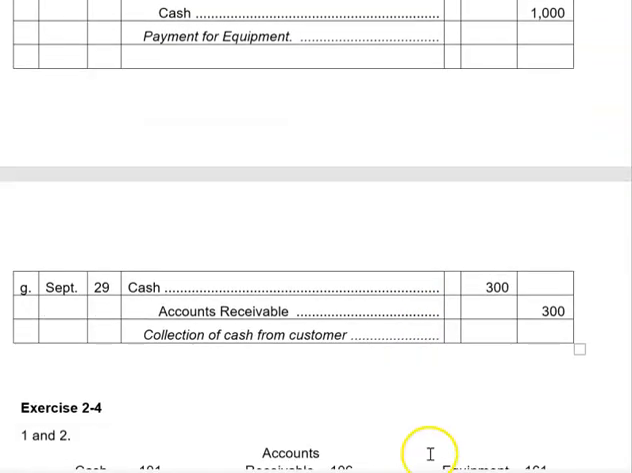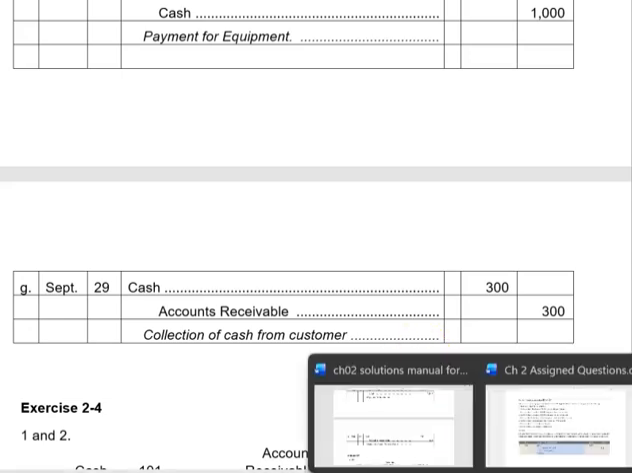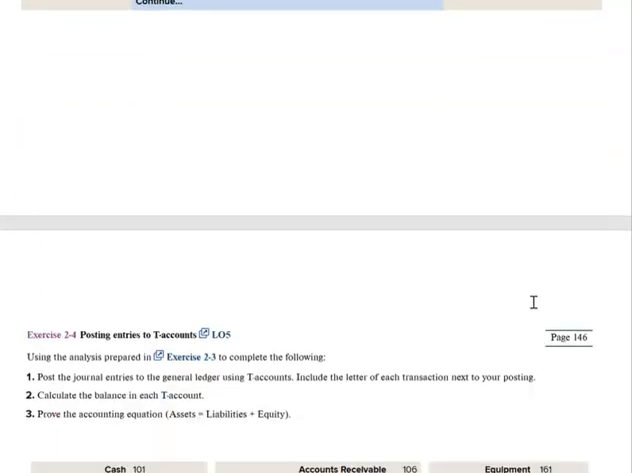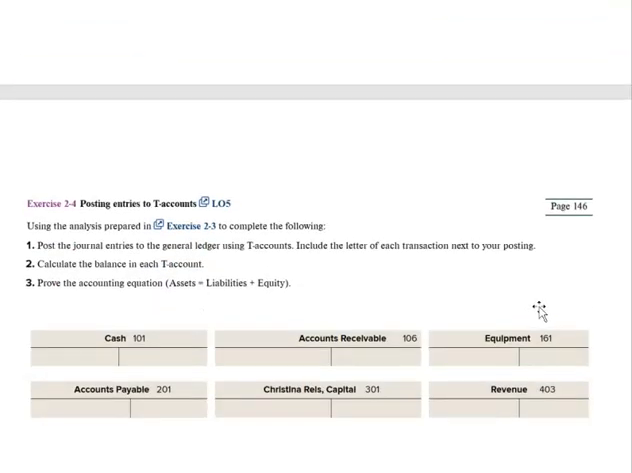So let's go down here. Accounts receivable, we're reducing that asset by 300 because our customer paid us 300. So cash is debited, accounts receivable is credited, and we're going to say collection of cash from customer. Okay, so that's the end of exercise 2-3. Let me know if you have any questions about that, and you can always rewatch the video if you're not sure. So let's look at number 2-4.